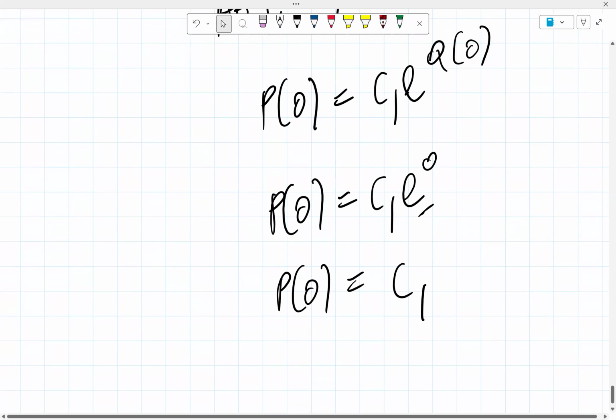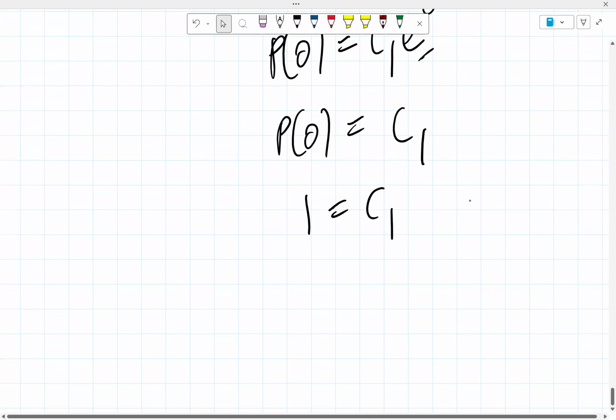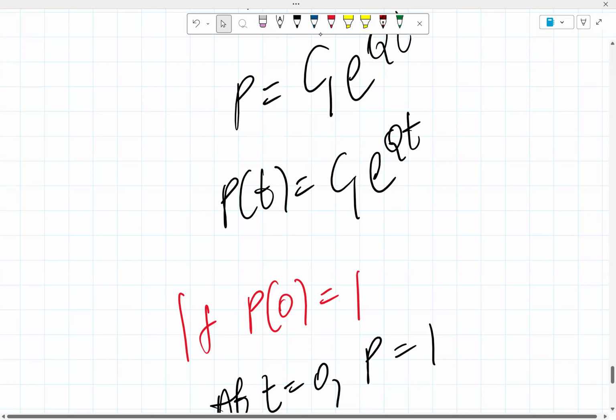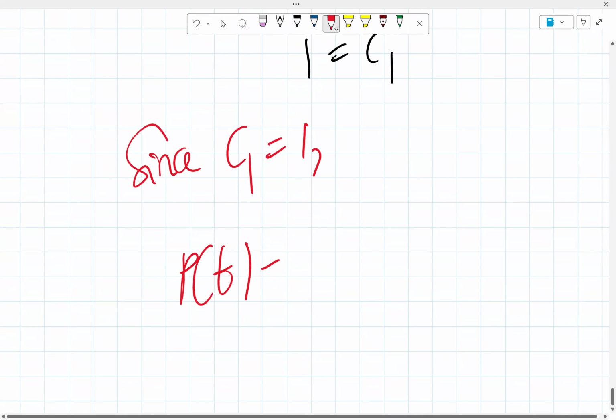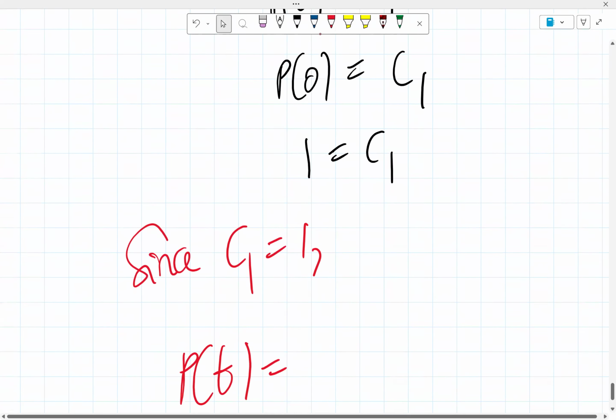But then p0 is 1. So that means 1 is equal to C1. So we can then say, since C1 is equal to 1, what that simply means is that we can come back here and say that P of t is equal to C1 e raised by Qt.